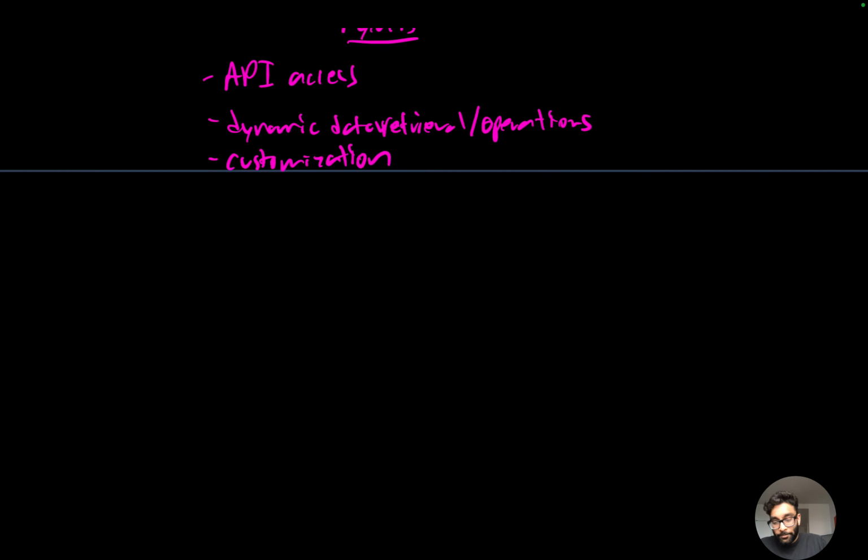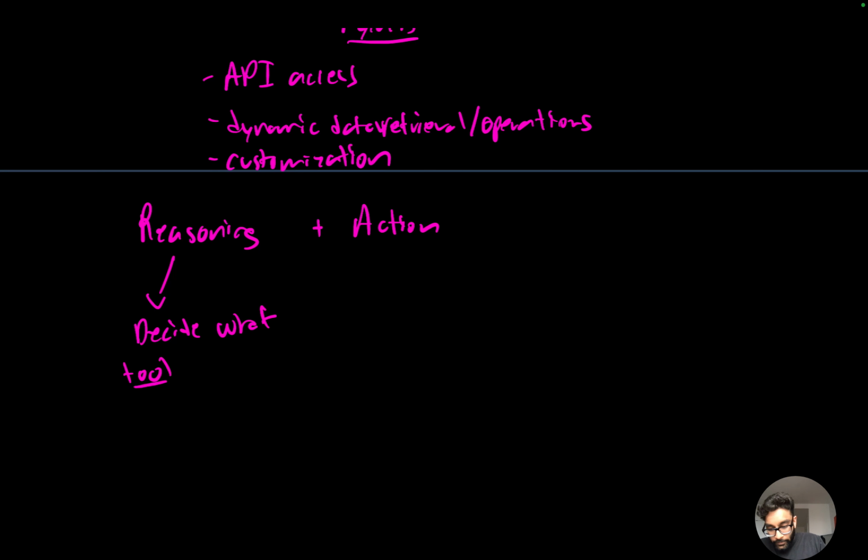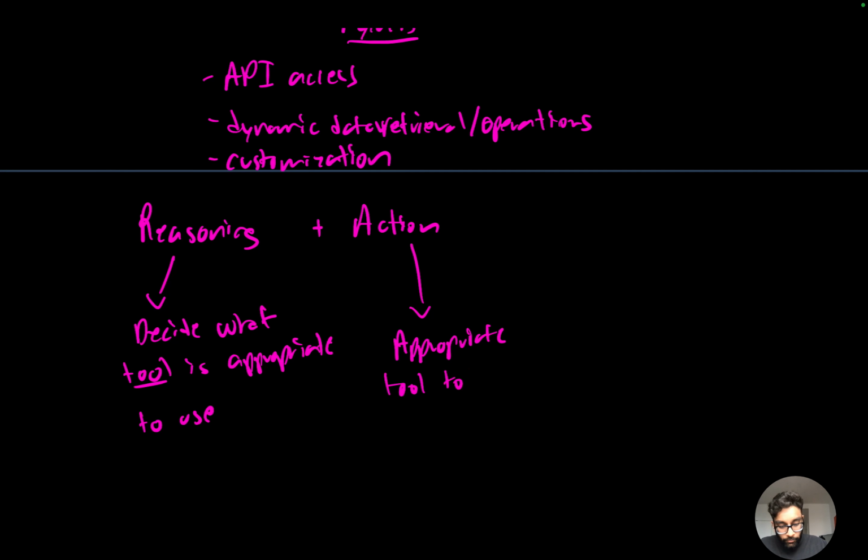So there's two steps to it. There's the reasoning that we have as humans, plus the action. The reasoning is where we decide what tool is appropriate to use. And I'm using that word tool for a reason. I'll explain in a second. And the action is based off what we have available to us. Let's use the appropriate tool to get what we need.